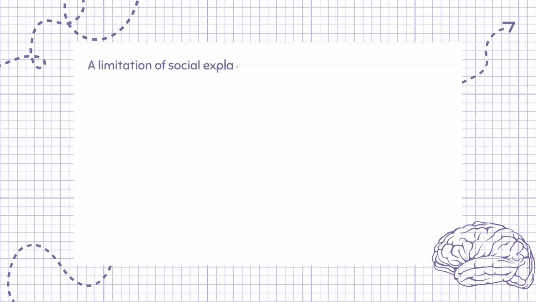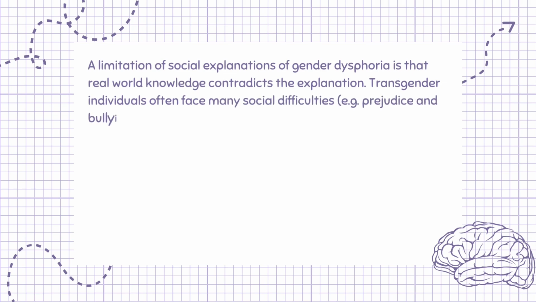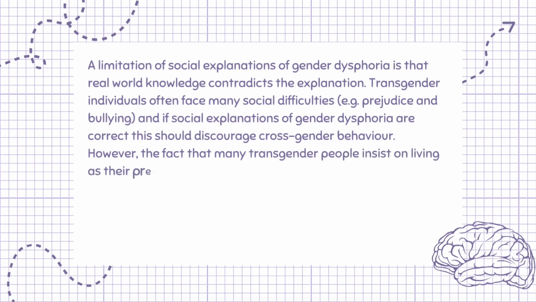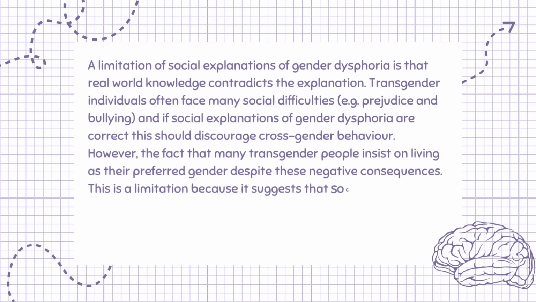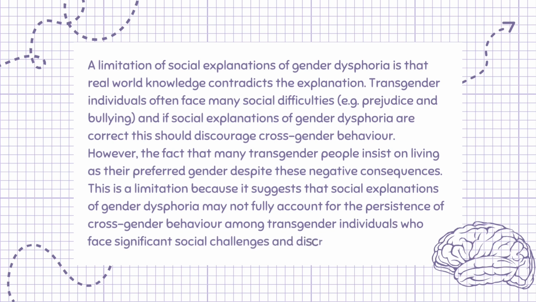A limitation of social explanations of gender dysphoria is that real-world knowledge contradicts the explanation. Transgender individuals often face many social difficulties, e.g. prejudice and bullying, and if social explanations of gender dysphoria are correct, this should discourage cross-gender behavior. However, many transgender people insist on living as their preferred gender despite these negative consequences. This is a limitation because it suggests that social explanations of gender dysphoria may not fully account for the persistence of cross-gender behavior among transgender individuals who face significant social challenges and discrimination.